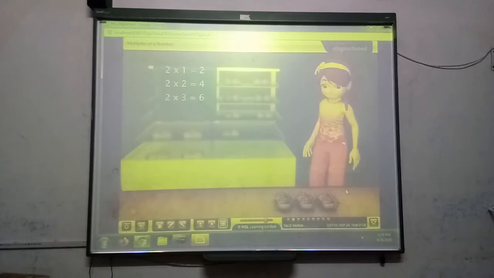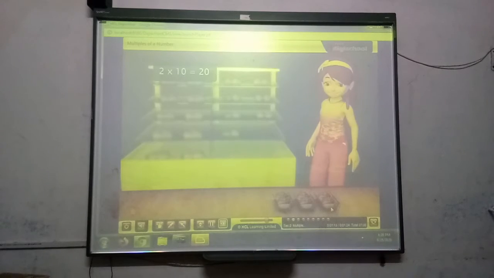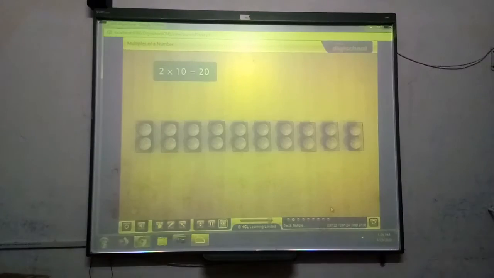2 4s are 8, 2 5s are 10, 2 6s are 12. 10 is correct. 2 tens are 20. 20 is a multiple of 2. So, seller can buy exactly 20 cupcakes by buying 10 packs of 2 cupcakes.